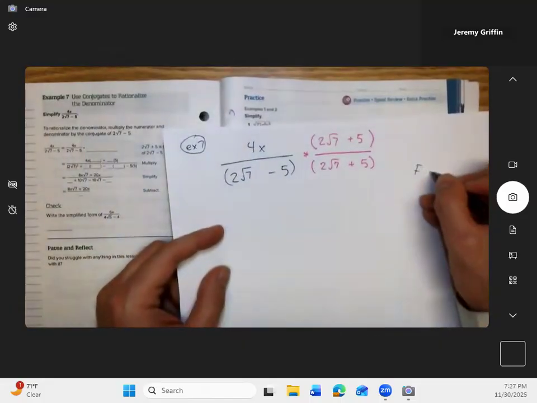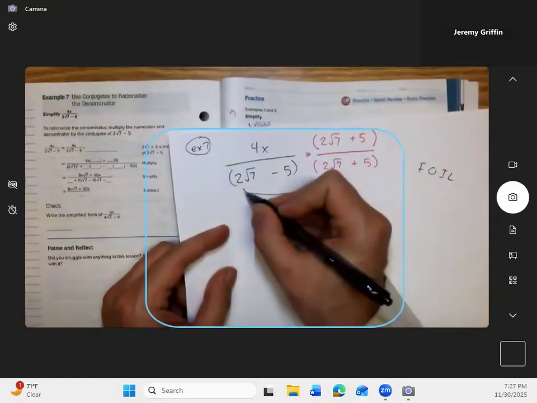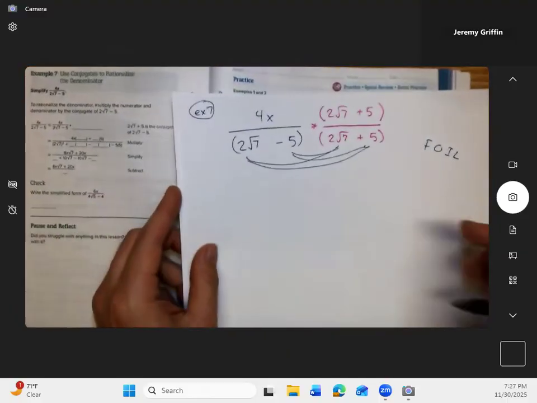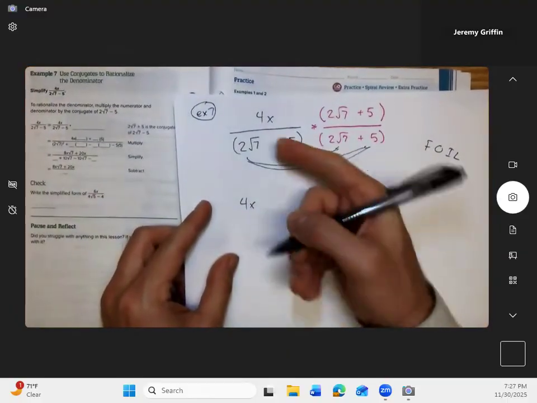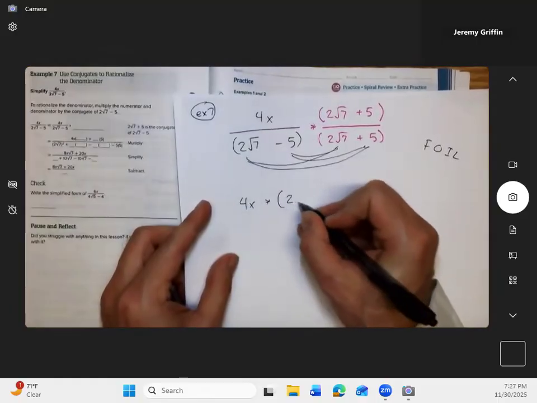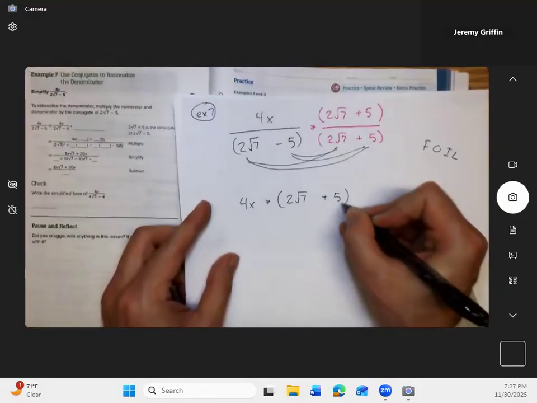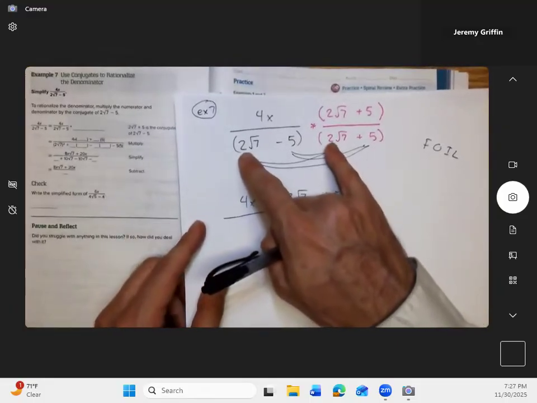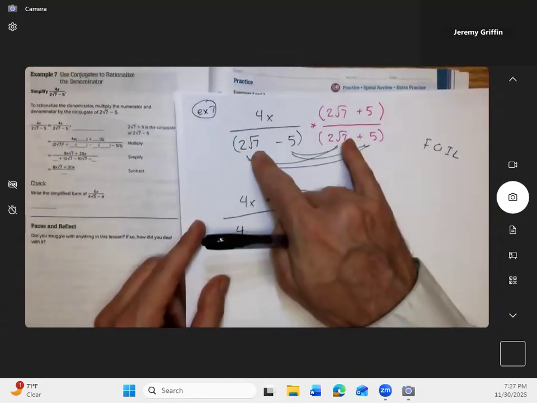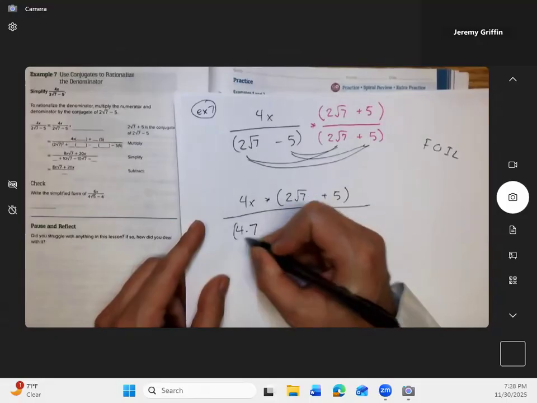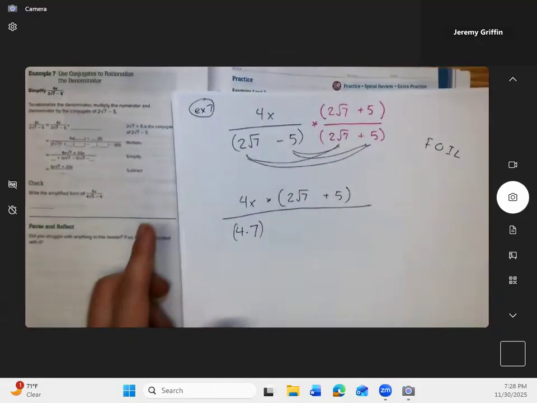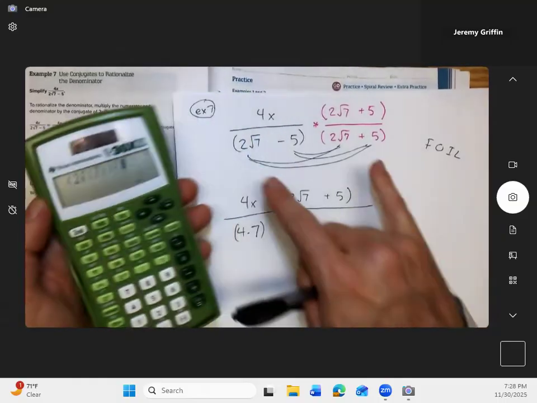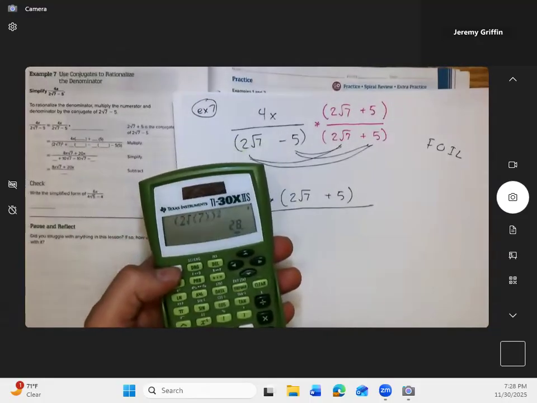Let's do some FOIL. First, outside, inside, last. And watch all these square roots disappear. That's kind of the purpose of the conjugate pair, right? On top, I still have this 4x. I'll eventually multiply those by 2 root 7 plus 5. I could distribute that, couldn't I? I'll save that for the next step. In the denominator, 2 root 7 times 2 root 7. Well, 2 times 2 is 4, root 7 times root 7 is 7. So we have 4 times 7, which becomes 28. Let me show you that's true. If I do open parenthesis 2 root 7, and then square that, it gives me 28. Yeah, it's totally 28.